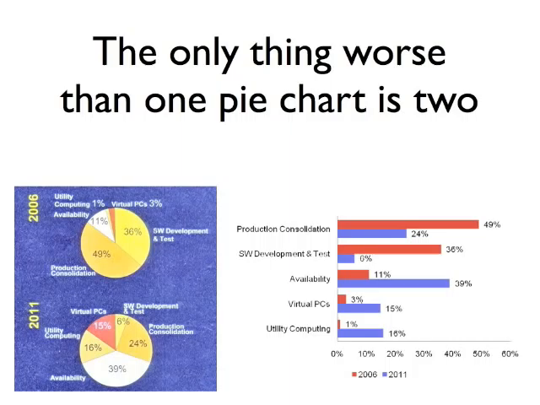Two pie charts is really evil, because how on earth are you supposed to be able to compare the data between the two of them? It's impossible. It's an act of evil.